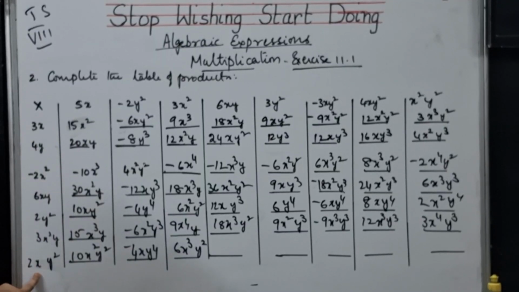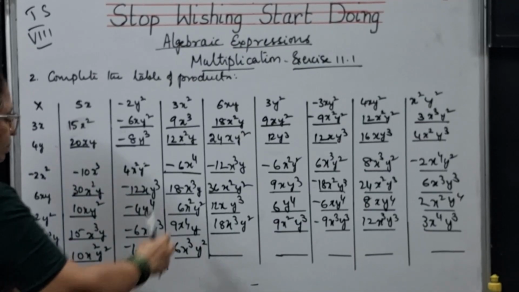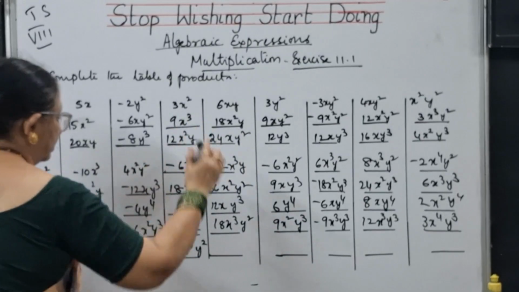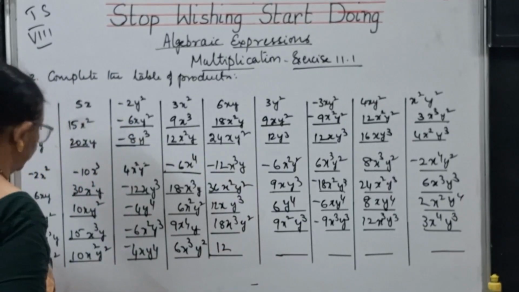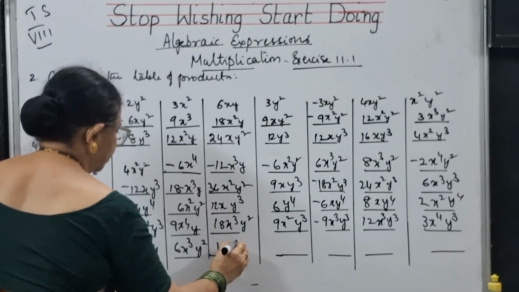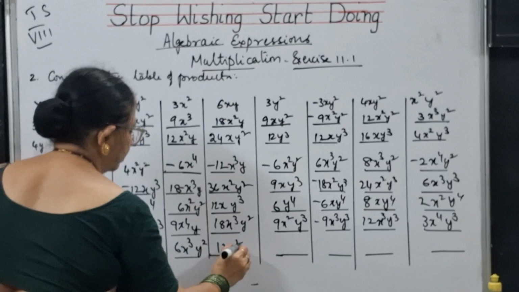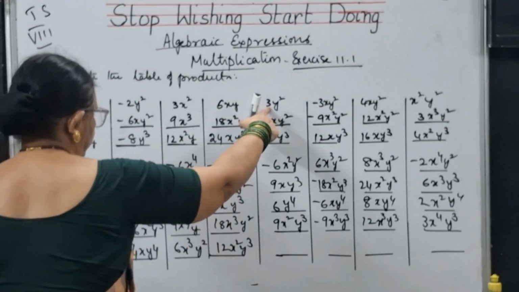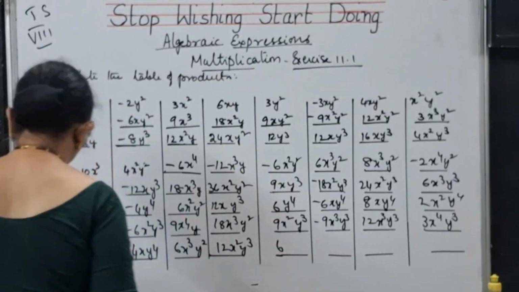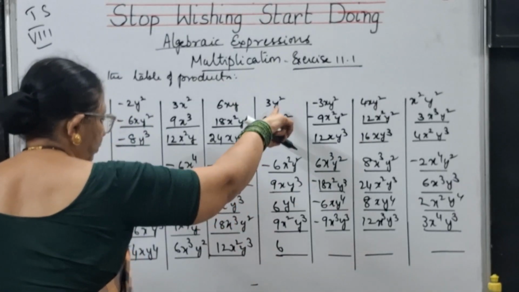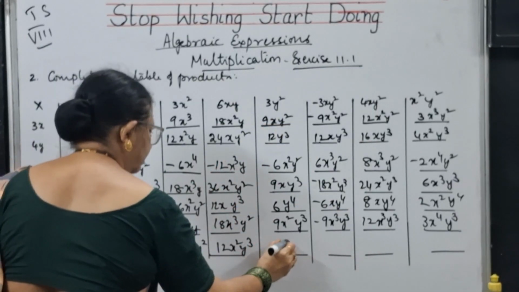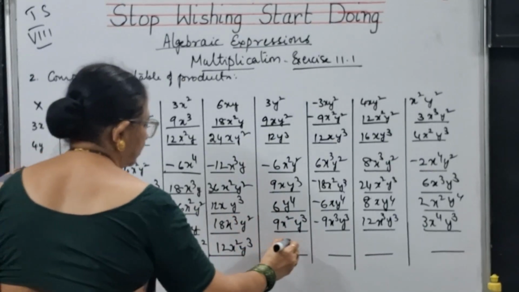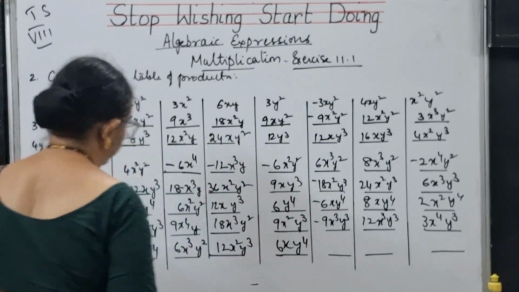6 x cube y square. Next, this one. 2 6s are 12. Sign is positive. x into x, x square, y square into y cube. Again, positive sign. 2 3s are 6. x into, there is no x, so I will write x as it is. And y square into y square, y to the power of 4.